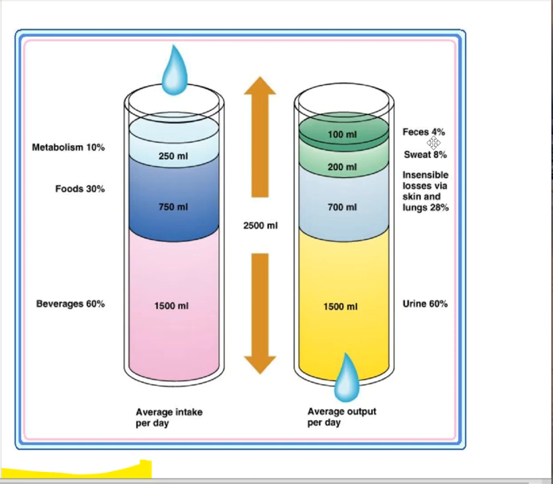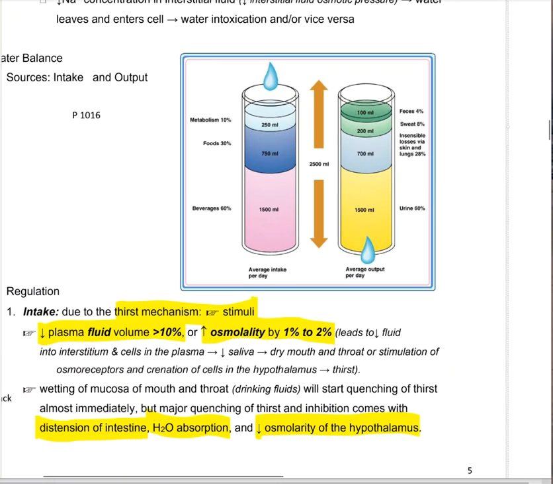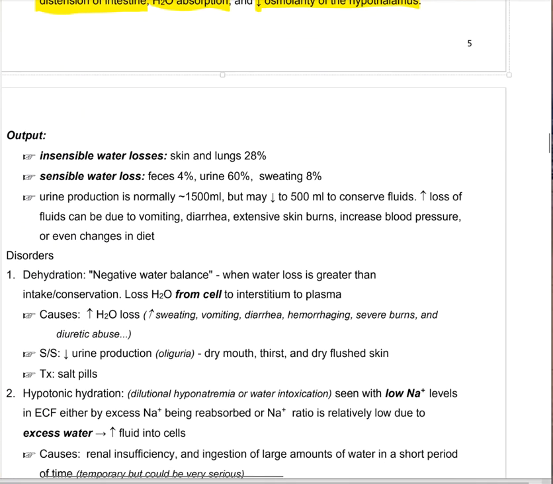So the majority of water we get out is through our urine, which is probably not a surprise to you. And that's what this talks about there. All of those things are highlighted: the insensible ones we don't notice, the ones we do notice. Okay. Urine production is normally about 1,500 mils.